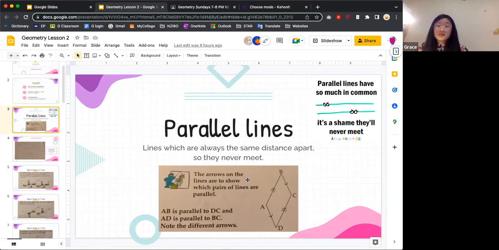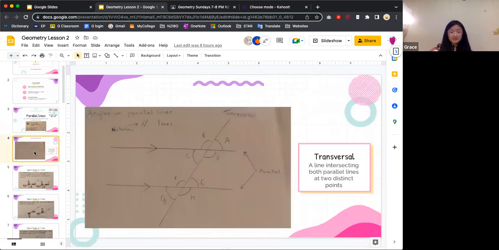When we represent them in diagrams, we often have these arrows. So AB and CD, these two lines, they both have two arrows, so that means that they're parallel to each other. And then AD and BC, they both have one arrow, so they're parallel to each other. Here is a transversal. So you can have parallel lines and then you've got this line cutting through them at two distinct points. That would be what we call a transversal.